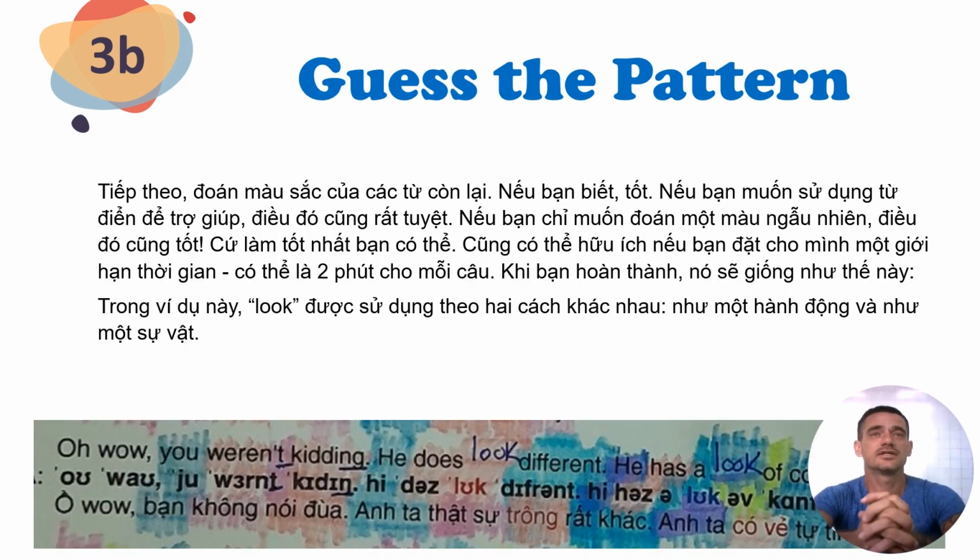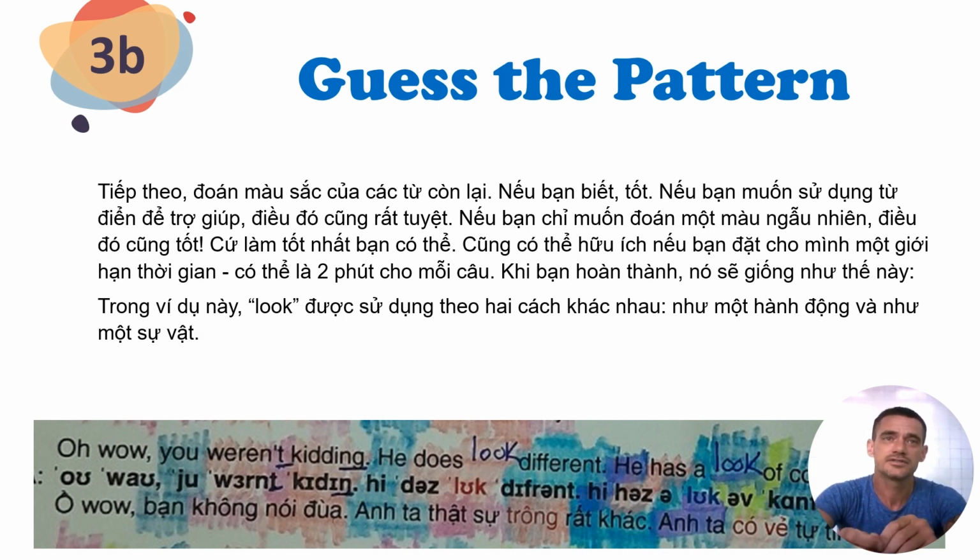Next, guess the colors of the remaining words. If you know them, good. If you want to use a dictionary to help, that's great too. If you just want to guess a random color, also okay. Just do your best. It can also be really helpful to give yourself a time limit. Maybe 2 minutes per sentence when you first begin.